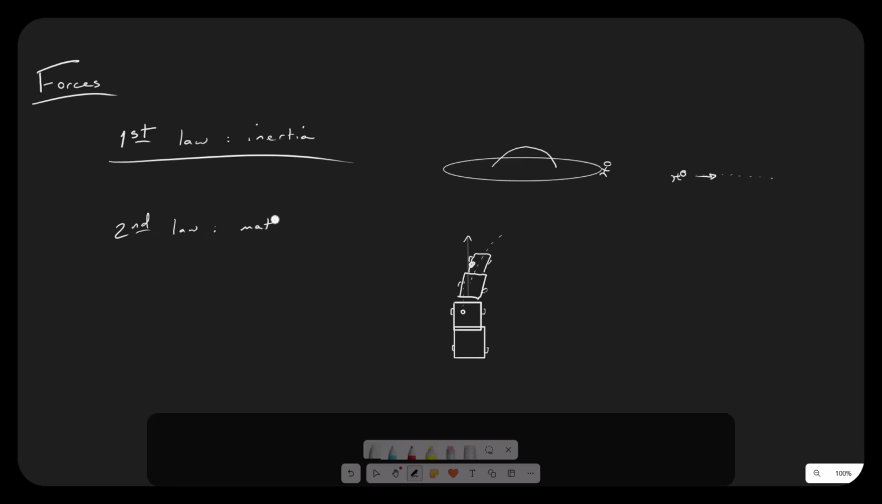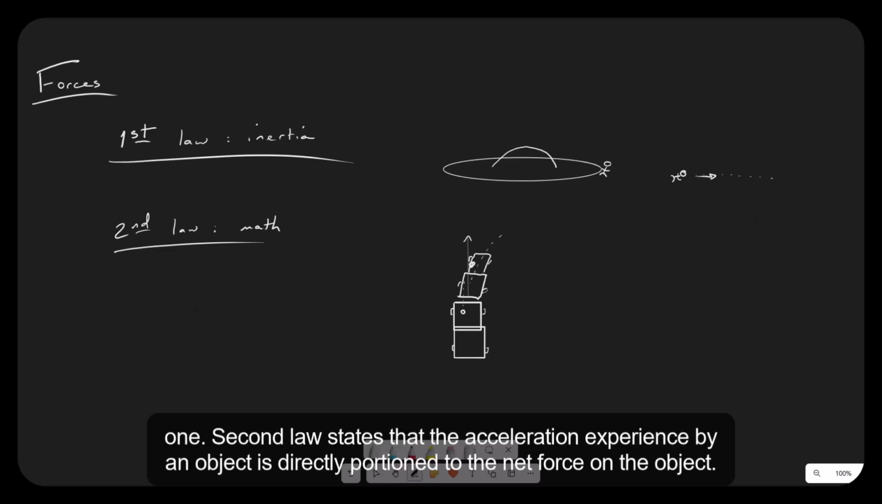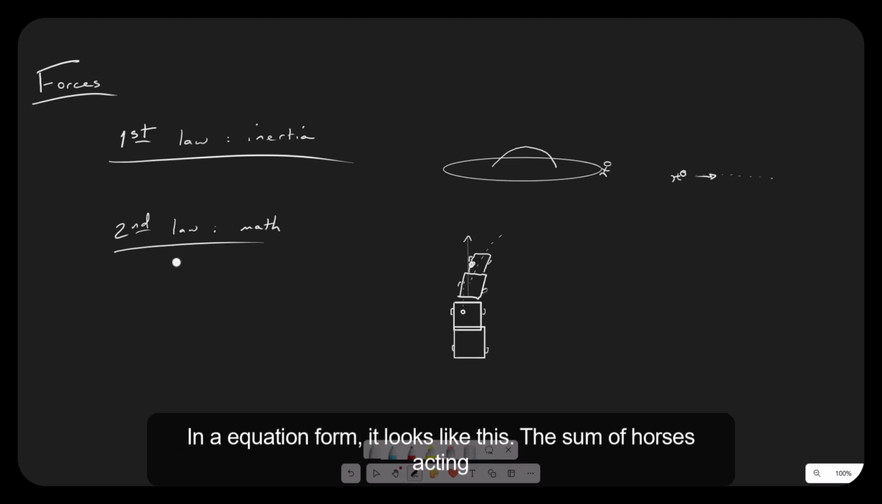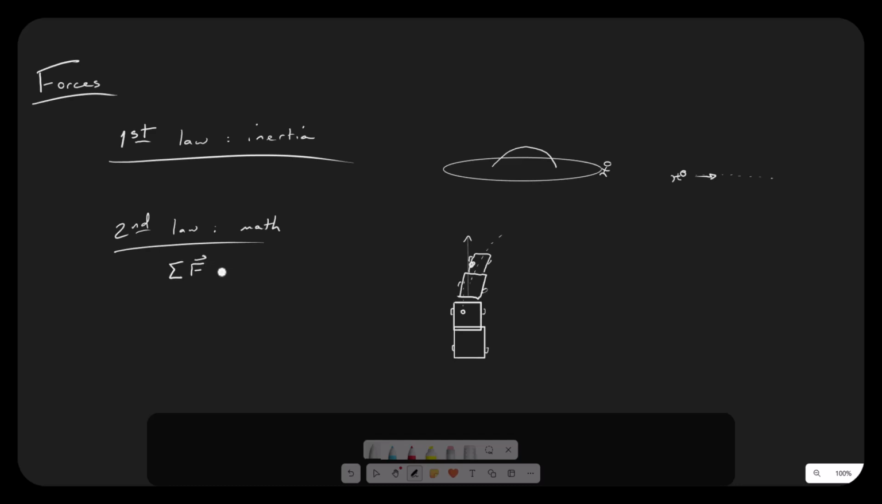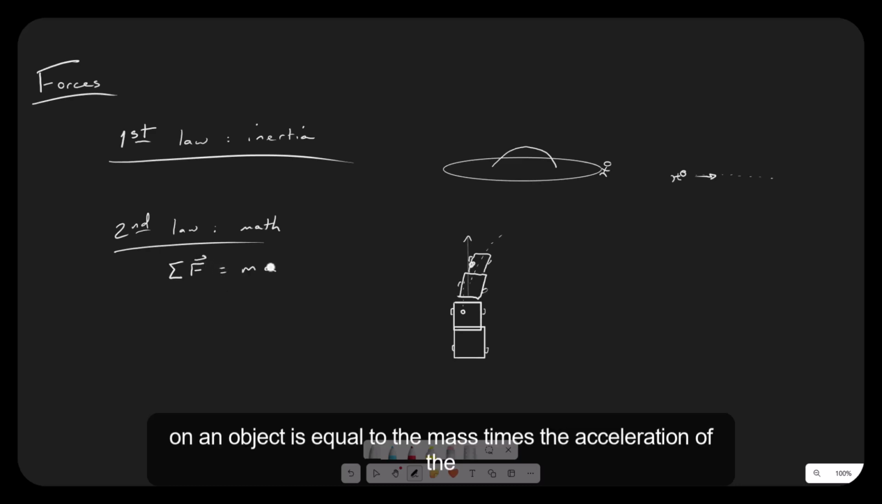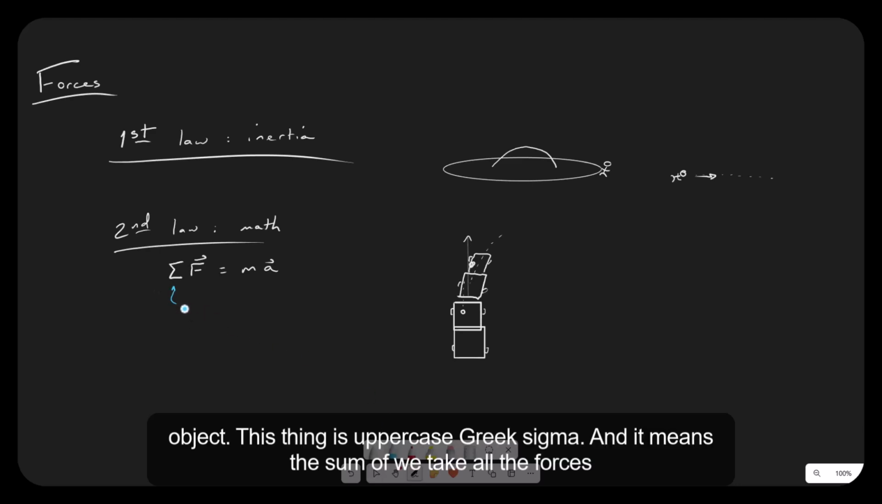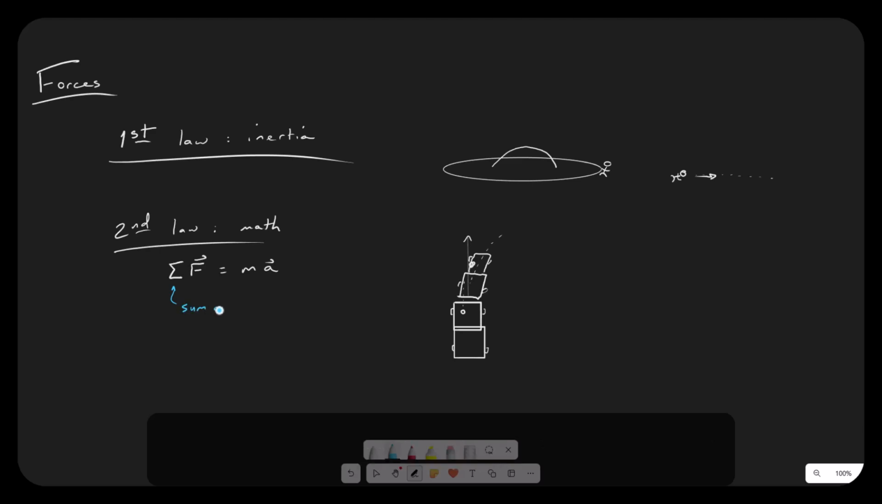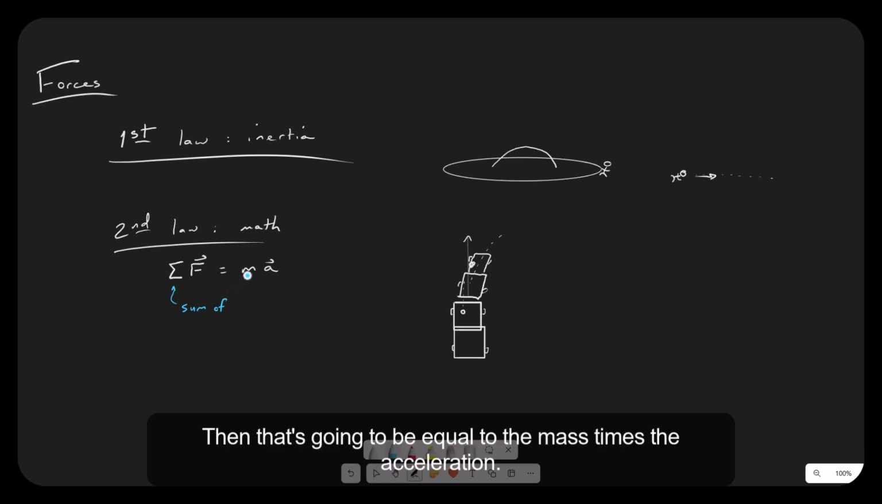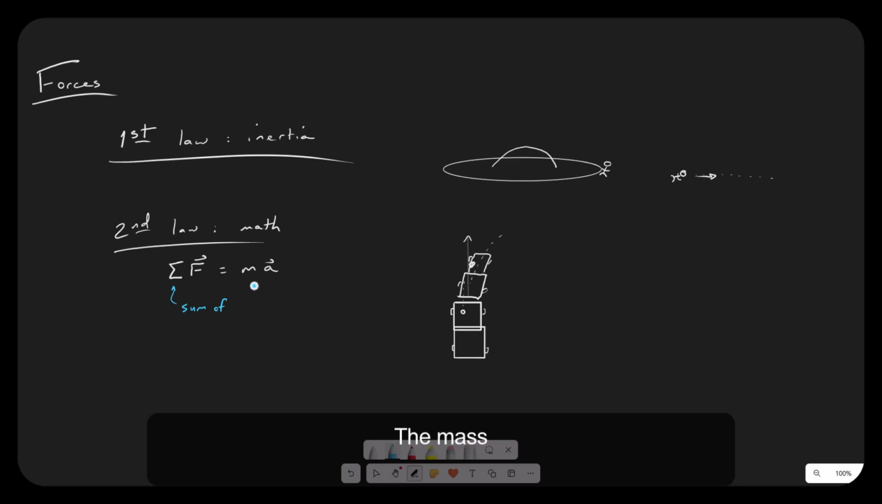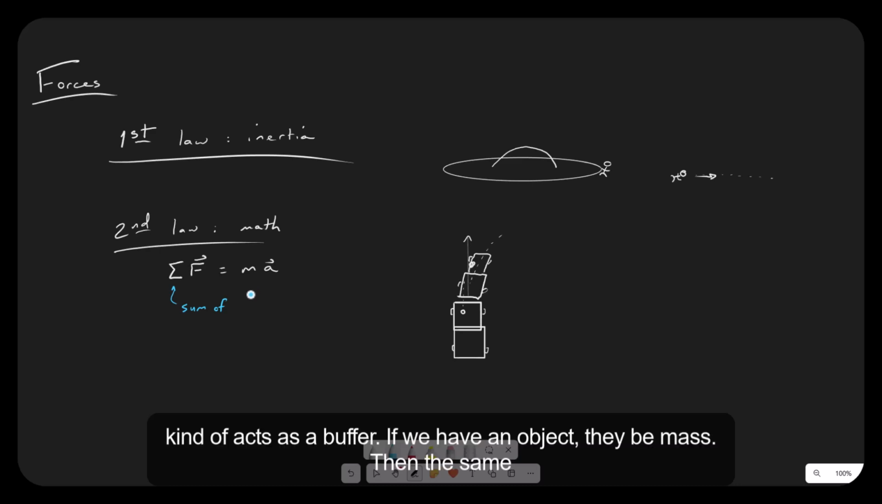Newton's second law, this is the math one. The second law states that the acceleration experienced by an object is directly proportional to the net force on the object. In equation form, it looks like this. The sum of forces acting on an object is equal to the mass times the acceleration of the object. This thing is an uppercase Greek sigma, and it means the sum of. So if we take all the forces acting on an object, then that's going to be equal to the mass times the acceleration. The mass kind of acts as a buffer.